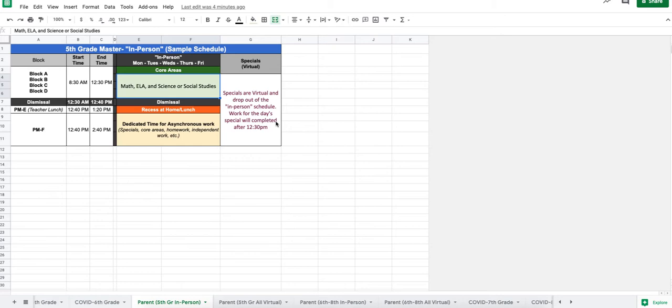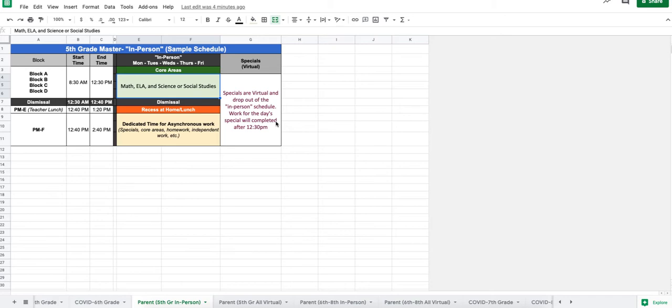When you look at the schedule, you're going to see the special classes on there, but it will say virtual next to them. That's just a reminder that the students aren't actually going to attend those specials in person. They are all going to be done virtually at the end of the day. So those special blocks on the student schedule will drop out for the in-person kids, and that work will be completed for them at the end of the day.